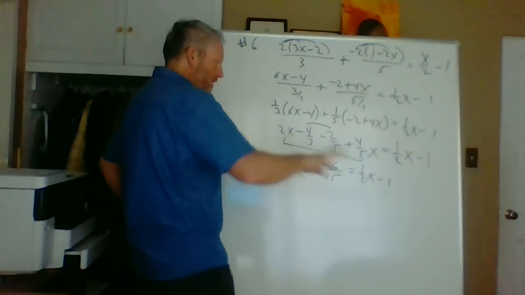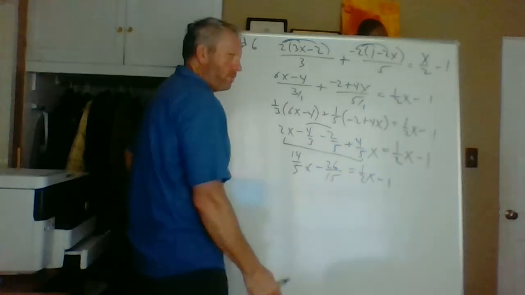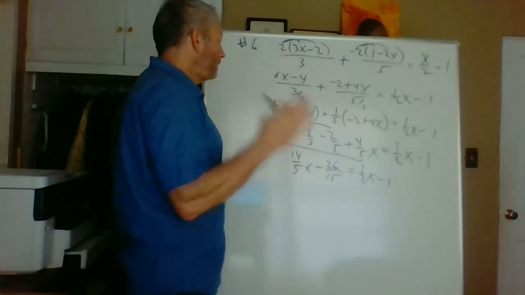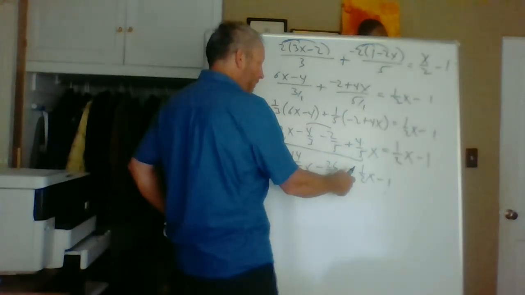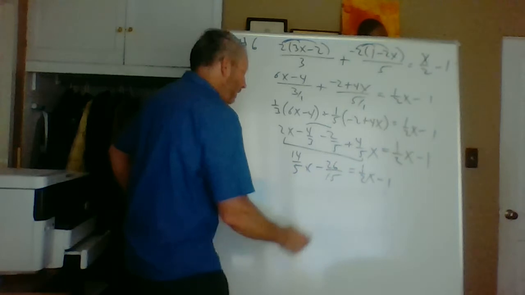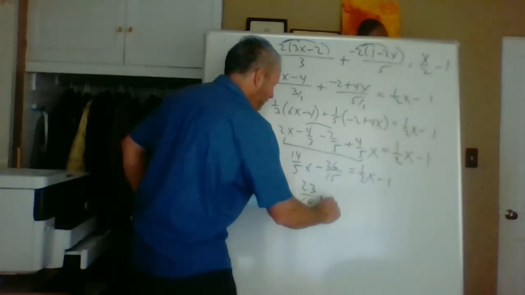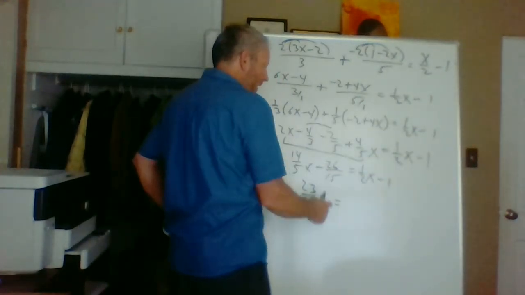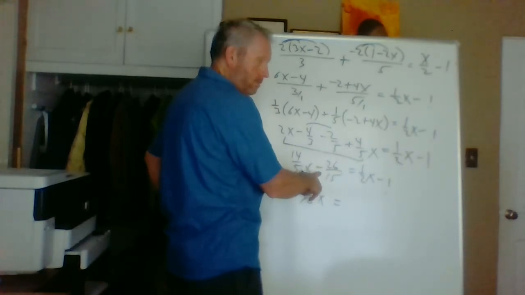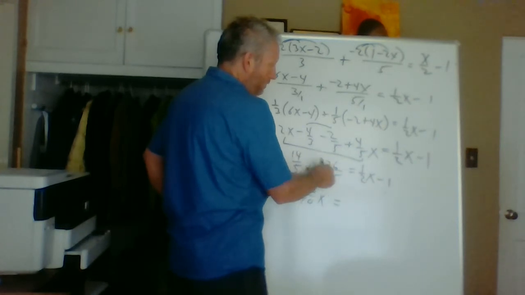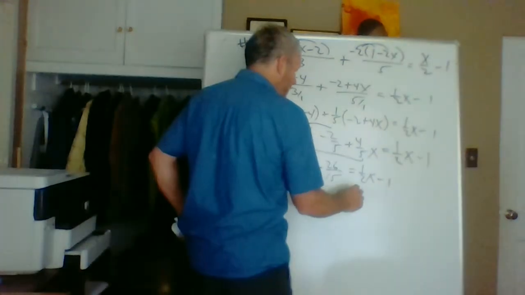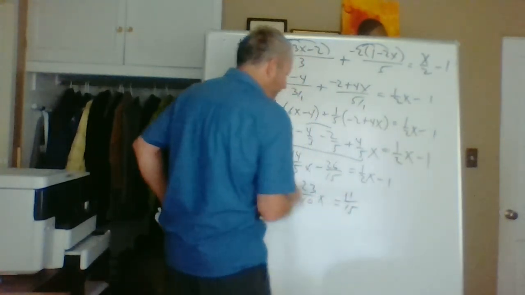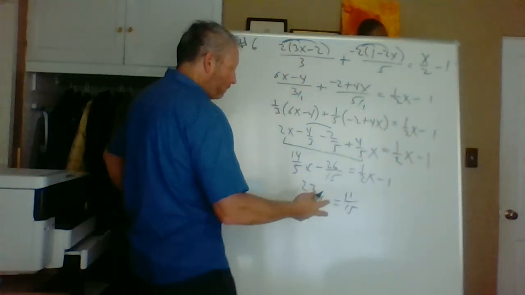Let's get the x's on this side and the numbers on this side. I'll subtract 1/2 x from both sides. Remember, regular, ordinary subtraction. So on this side, I'll have 14/5 minus 1/2, and that'll be 23/10. And on that side, I'm going to add this to both sides. So I'll have 26/15 minus 1, so what would that be? 11/15. And now we'll flip and multiply.